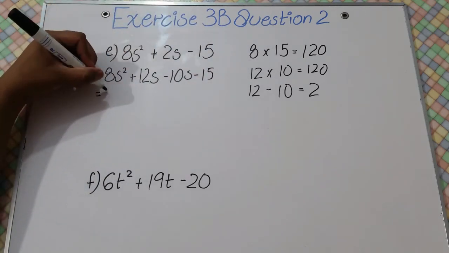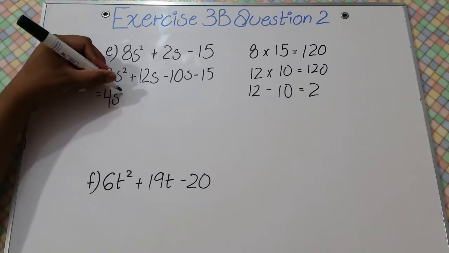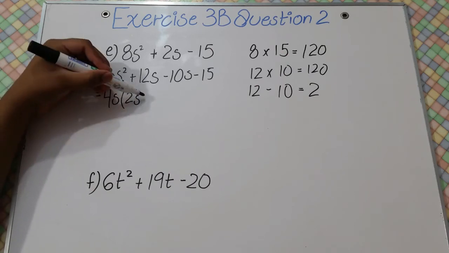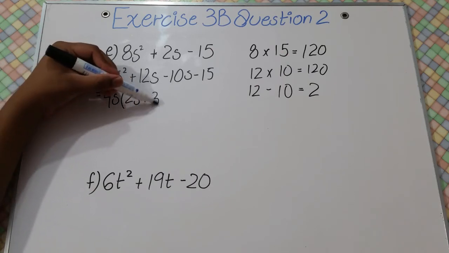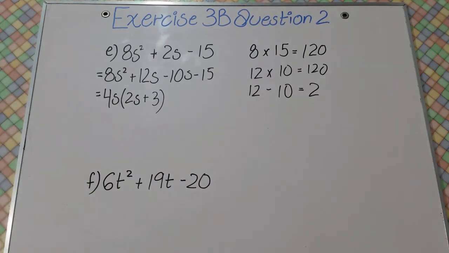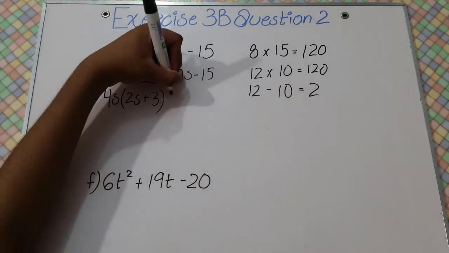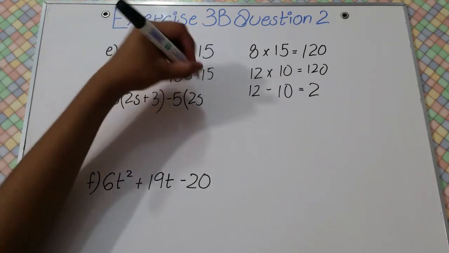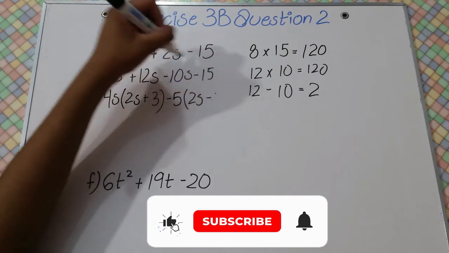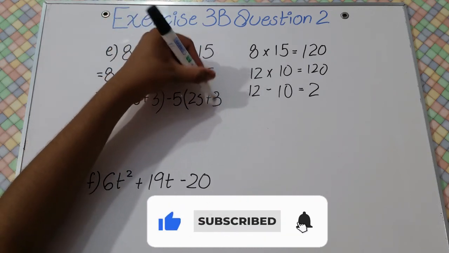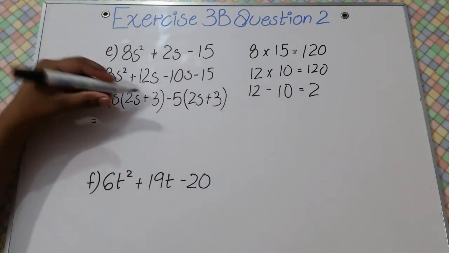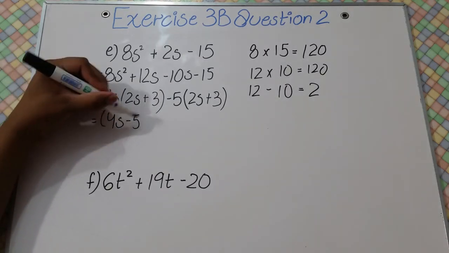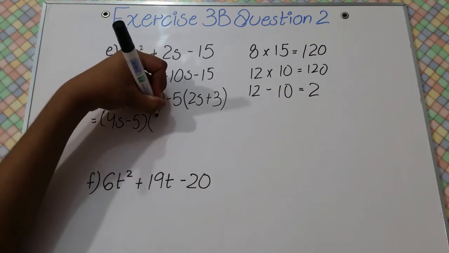Okay, now the common over here is 4s, 4 2s are 8 and then 4 3s are 12. Then over here the common is 5 because 5 2s are 10 and then 5 3s are, minus is plus, 15. So both brackets are same. First of all, one time we are going to write 4s minus 5 and one time 2s plus 3.